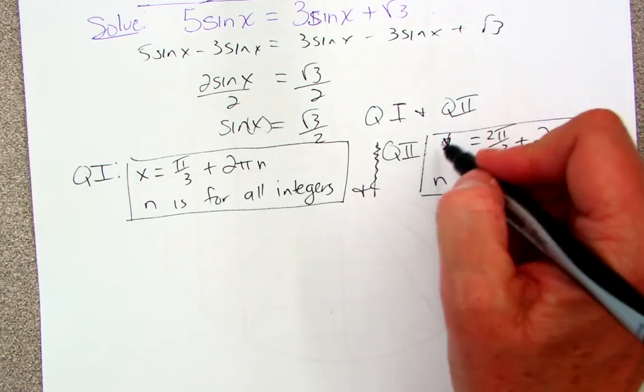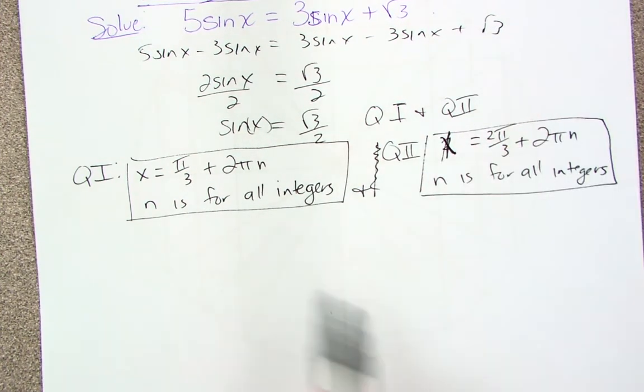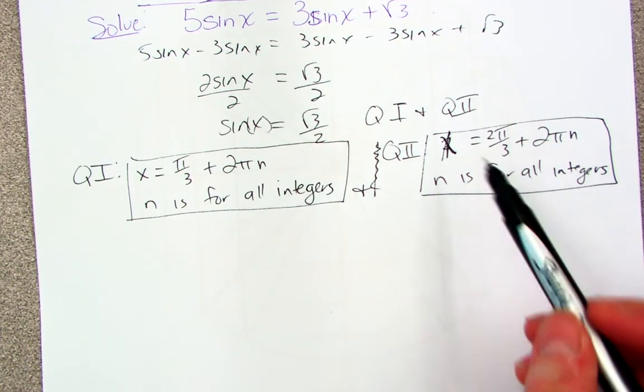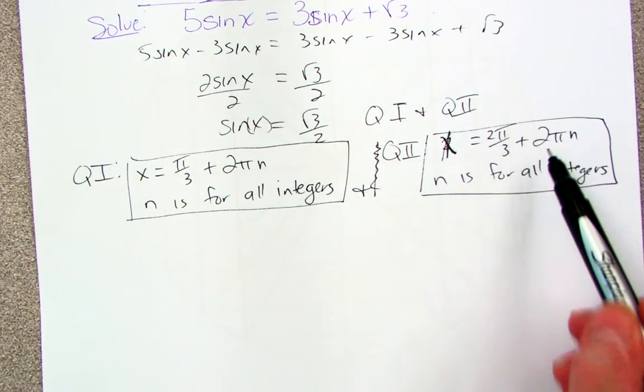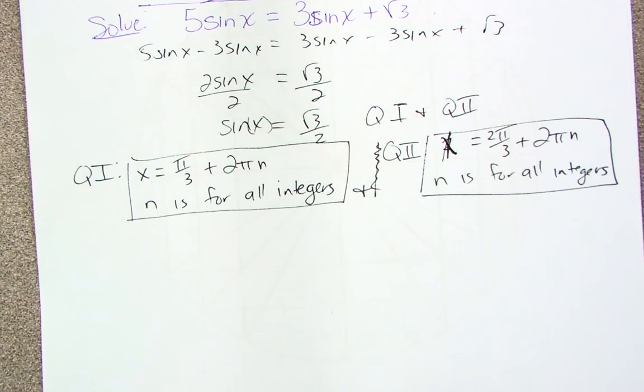That is my answer. X equals pi over 3 plus 2 pi n. X equals 2 pi over 3 plus 2 pi n. That's it? Yes, that gives me all of my solutions.